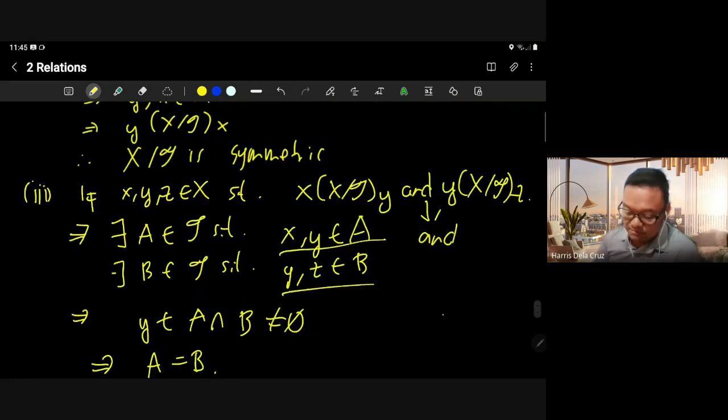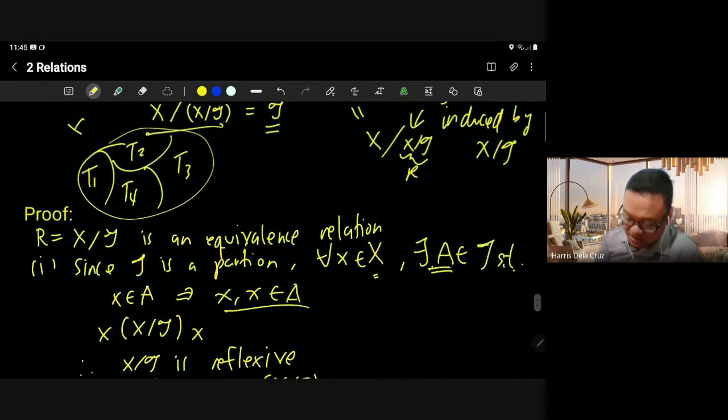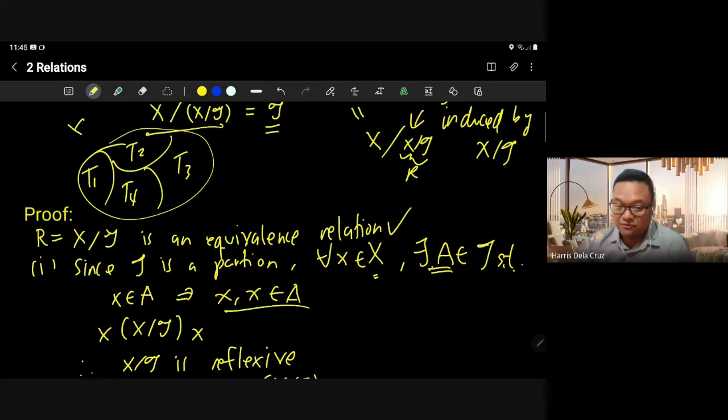So, transitive, symmetric, and reflexive. Therefore, it's an equivalence relation. Okay na, equivalence relation na siya. Okay. So, if it's an equivalence relation, then it must induce a partition.